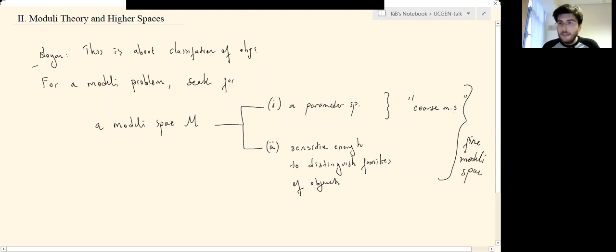But in general we have a problem: it is really hard to find a moduli space. And maybe a short comment here, this is really equivalent to the existence of a universal classifying object.